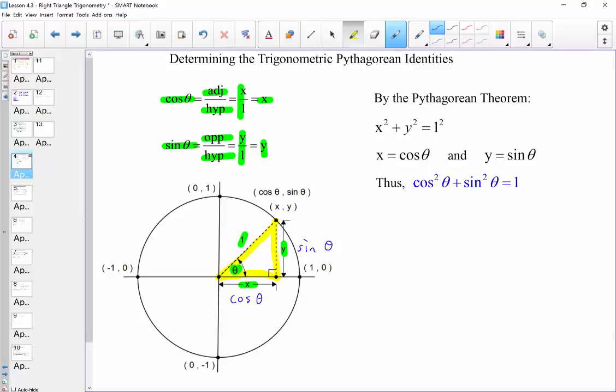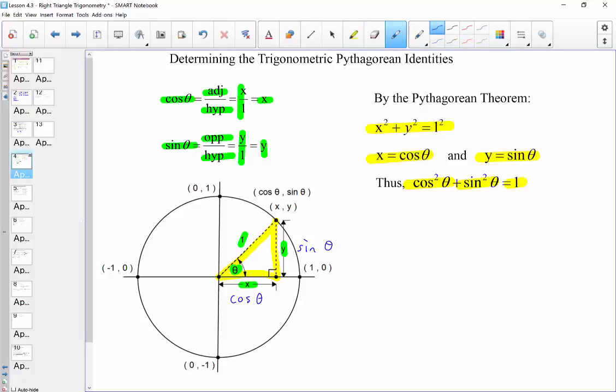Now we know by the Pythagorean theorem that x squared plus y squared equals 1 squared. If we look at our triangle in the circle, the base x squared plus the height y squared equals the hypotenuse 1 squared. And since x equals the cosine of theta and y equals the sine of theta, we can substitute those into our equation such that the cosine squared theta plus the sine squared theta equals 1.